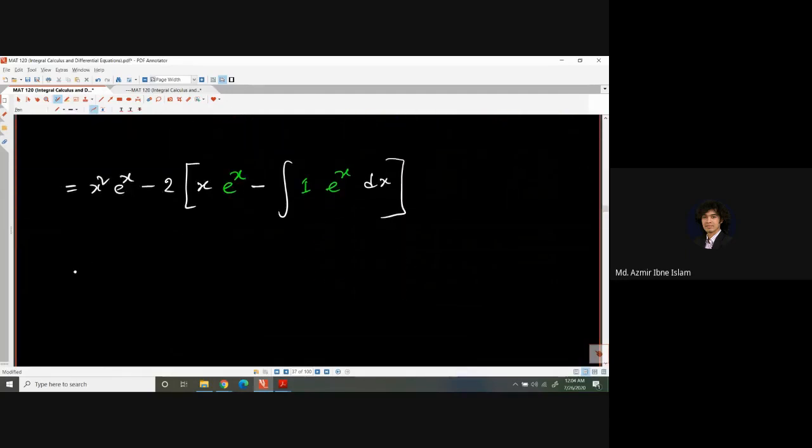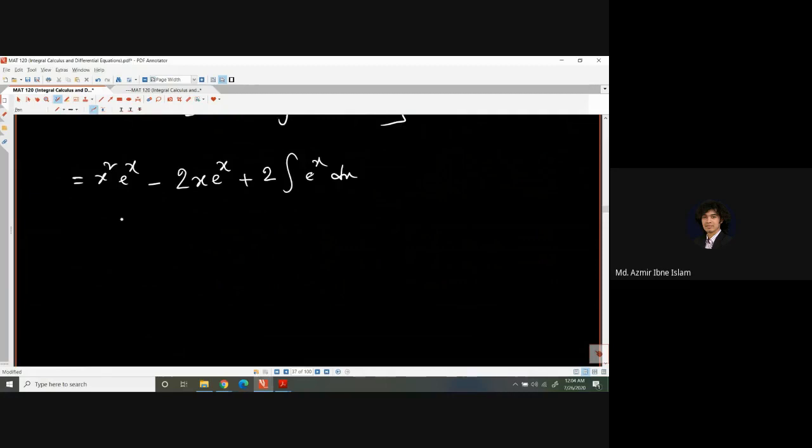So here finally we have x squared e to the power x, negative 2 times negative, positive, negative, so 2x e to the power x, negative negative positive, so we are getting 2 times the integral of e to the power x dx. Now we are getting our final answer, but we just have to solve this integral. So that is x squared e to the power x, negative 2x e to the power x, plus 2 times the integration of e to the power x, which is e to the power x. Okay, so we are getting the final result.